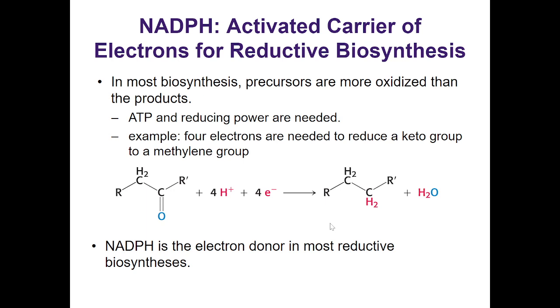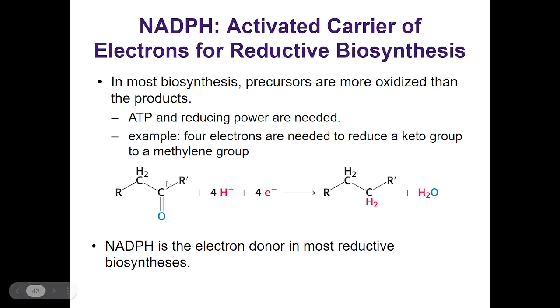I know, right? Like 5 atom molecules, and then we're going to like 50 atom molecules minimum, right? Yeah. So in most biosyntheses, the precursors are going to be more oxidized than your products. The ATP and reducing power are going to be needed. An example is going to be 4 electrons are needed to reduce the keto group to a methylene group.